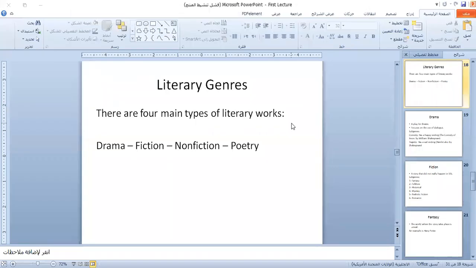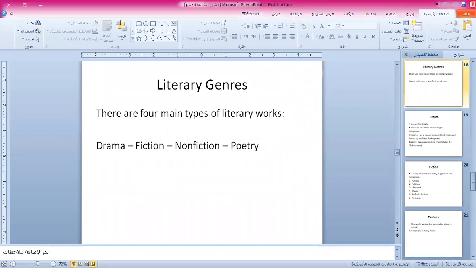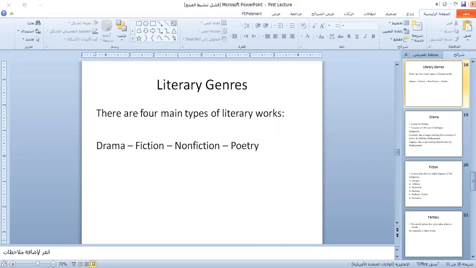So we're going to begin with the second lecture, and in this lecture we discussed what we mean with the word genre or literary genres. Now in the first face-to-face class I asked the girls to keep in mind certain words that we're going to be using along the way. And one of these words was genre.